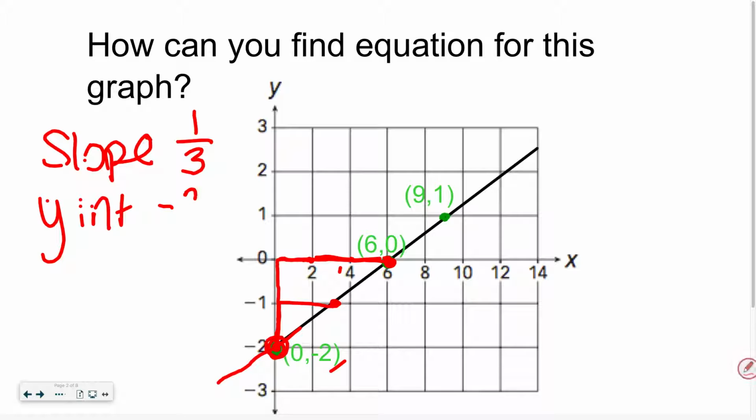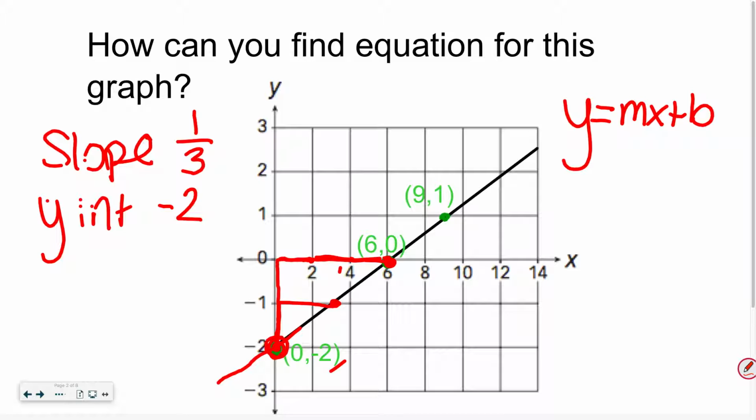So how can we use this information? We have our slope is 1/3 and our y-intercept is -2. How can we use that information to write an equation? Does anyone remember that little formula that we had on the board yesterday? y equals mx plus b.